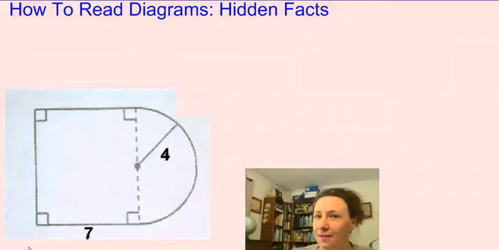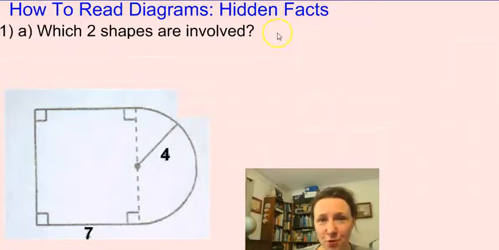Hello, and let's continue the conversation about finding perimeter of compound shapes. This time our shape will look significantly different from the previous examples. In fact, my first question to you would be, what are the two shapes that you think were used to make this one? Pause the video and brainstorm your ideas. Okay, let's compare our results.